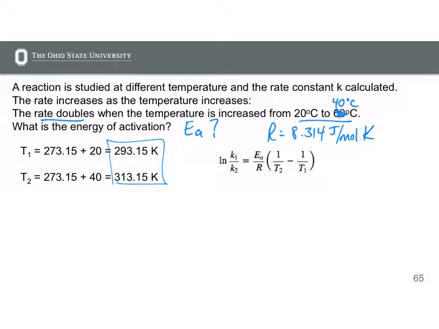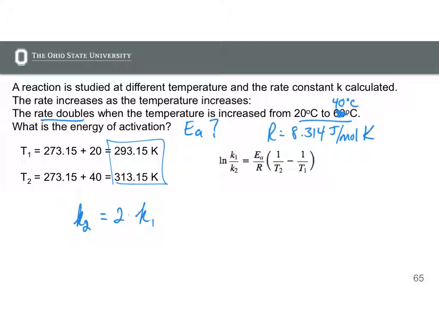What are you using for K1 and K2? Why is that? It says that the rate doubles when the temperature is increased. So K2 equals 2 times K1. Does everyone see that? Questions on that?